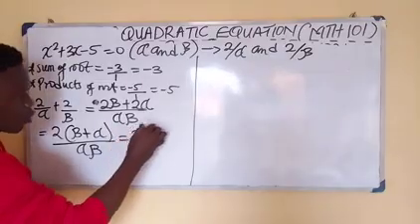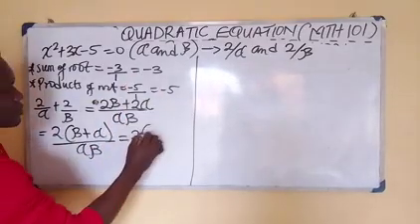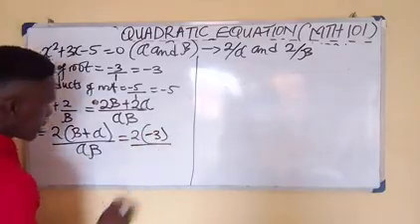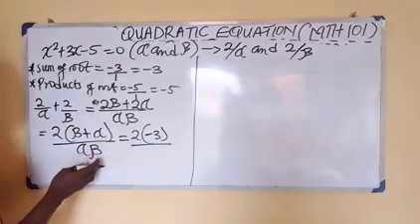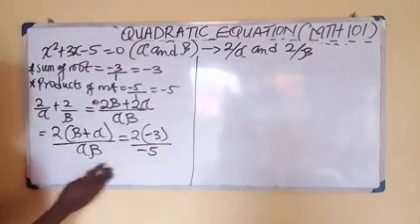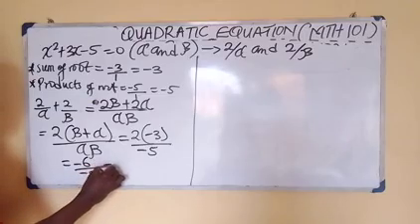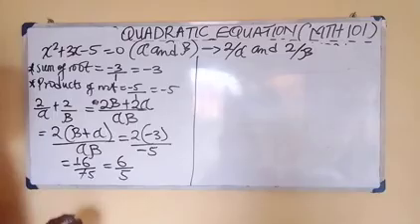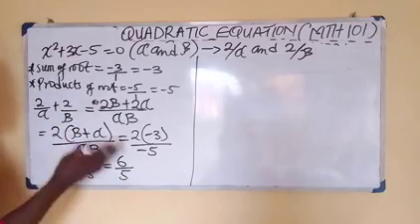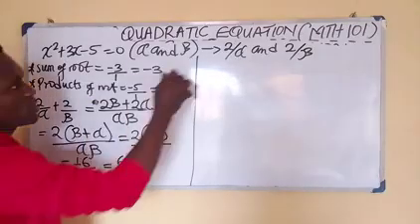Therefore, I'll say 2 open brackets. Don't forget that the sum of these two we had minus 3, right? Then over the product. The sum was this. The product was minus what? 5. Alright, so I'll now be having minus 6 over minus 5. The answer is 6 over what? 5. So this will go into this. So the sum of these guys, we got what? 6 over 5.